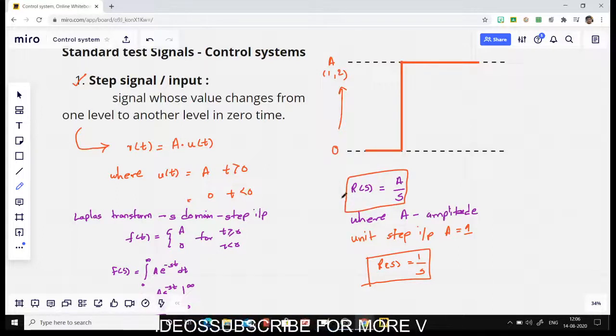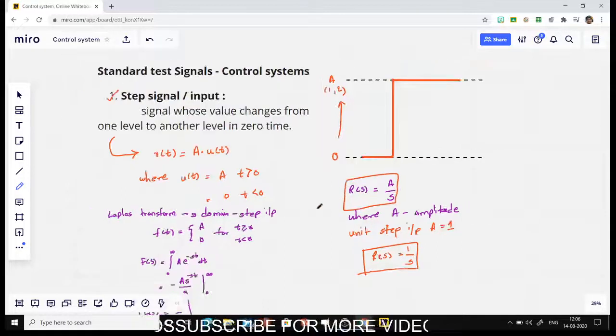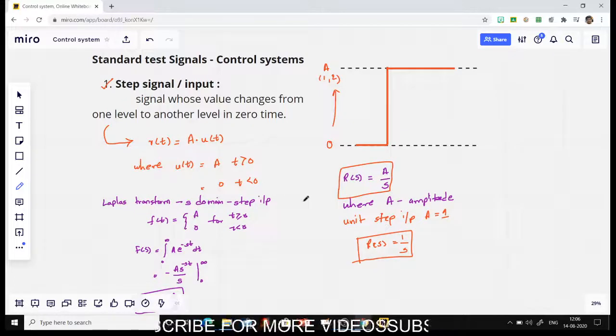So these are the two substitutions we consider when there is a step input. R of s can be replaced by A by s, and if it is a unit step input, you can replace it by 1 upon s. So this is about the standard test signal of a step input, which can be converted from time domain to S domain, and these are the takeaway points for the substitution of R of s for step input. In the coming video we will talk about the next input, that is called ramp input.